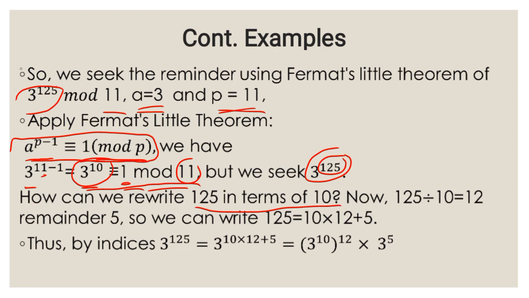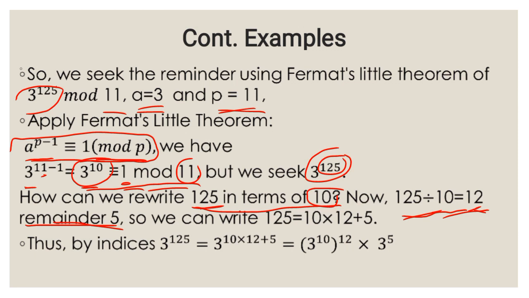What you simply do is use what we did when we were doing the Euler's function. If you remember in class, you simply take 125 and divide it by 10. Find out how many times it goes and its remainder, and see how you can express 125 in such a way that 10 will be in it. So 125 divided by 10 will go 12 times, and the remainder is 5.